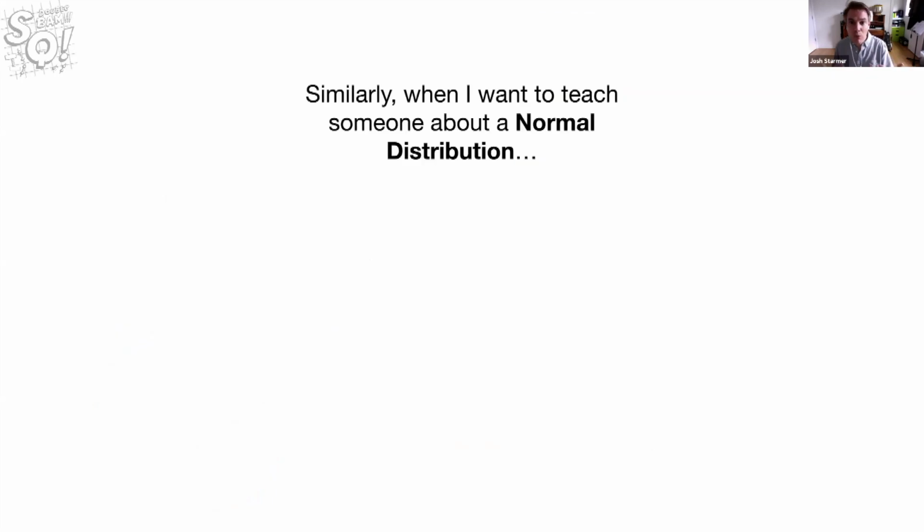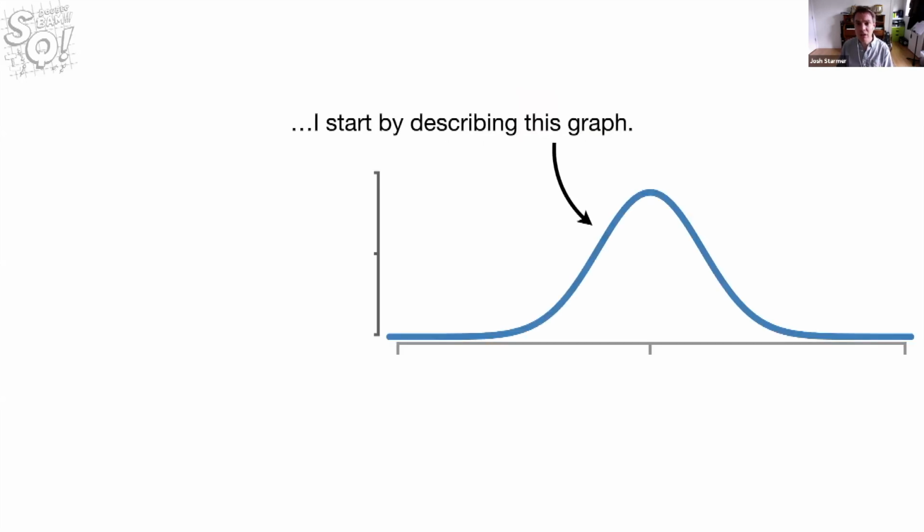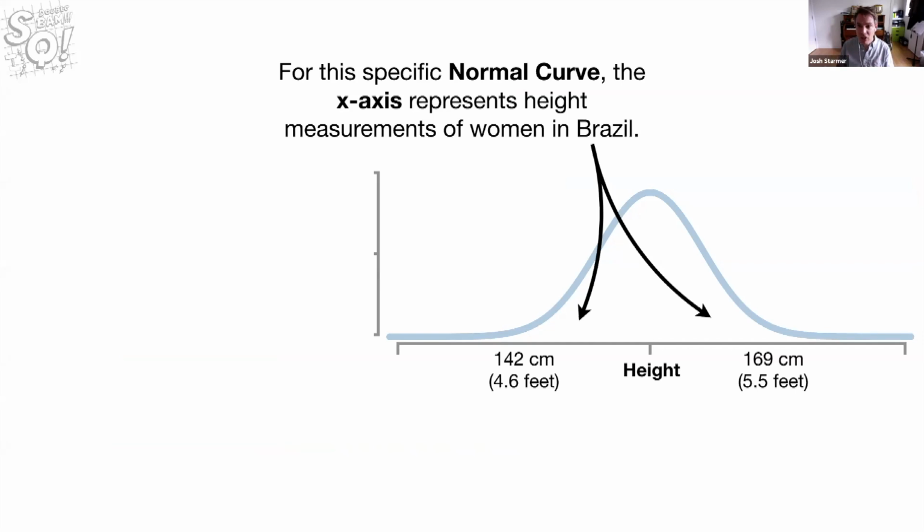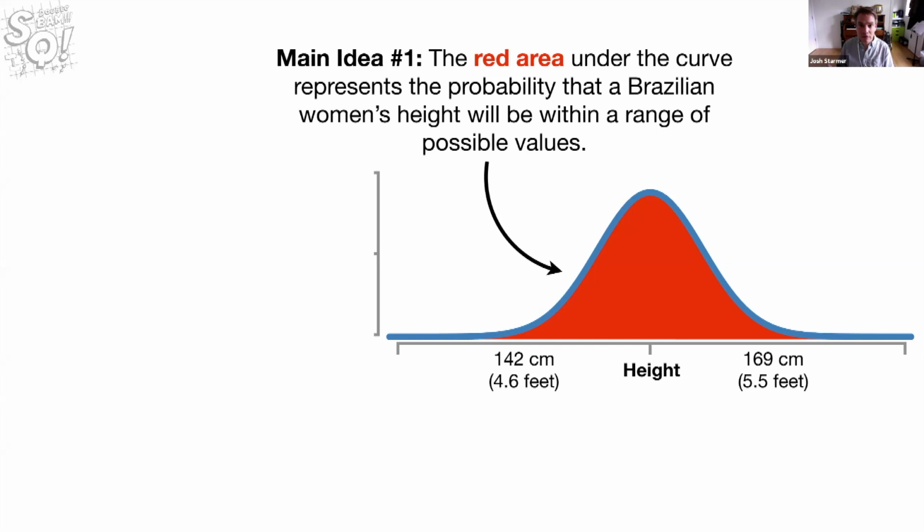Similarly, when I want to teach someone about the normal distribution, I start by describing this graph. For this specific normal curve, the x-axis represents height measurements of women in Brazil. The first main idea of the normal distribution is that the red area under the curve represents the probability that a Brazilian woman's height will be within a range of possible values.